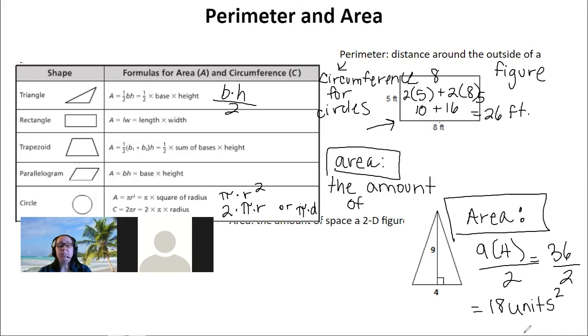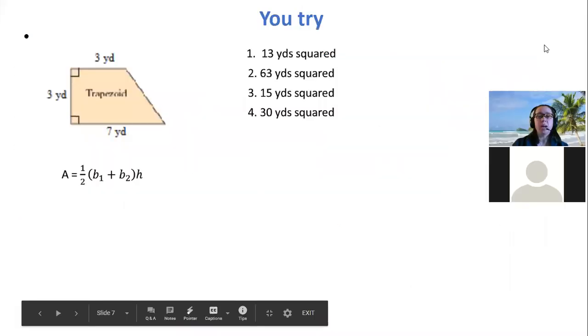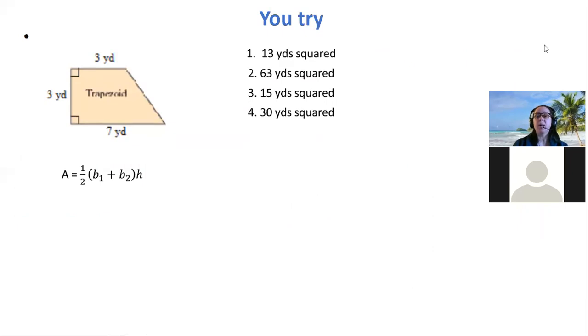All right, questions on that? Super nice. We got this. Okay, so go ahead and try this one. Please find the area of this trapezoid. And according to that formula, you have to add the bases, multiply by height, and then multiply by a half. Go ahead and put a stamp next to which number you think the answer is.